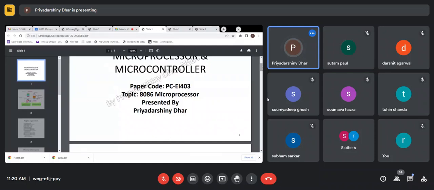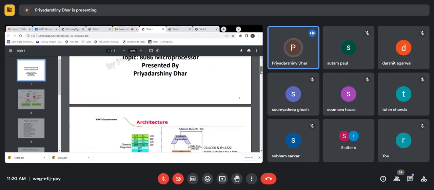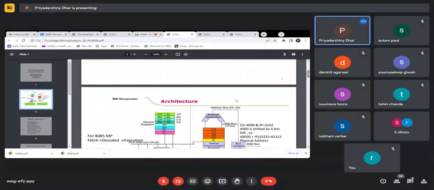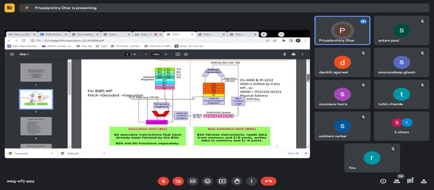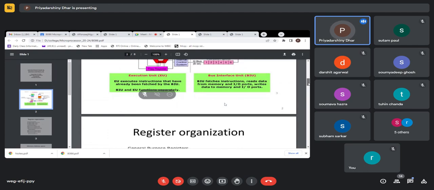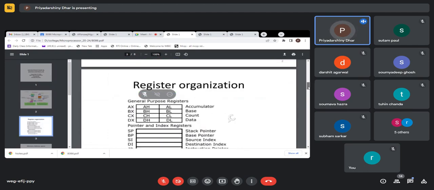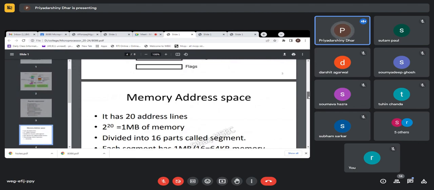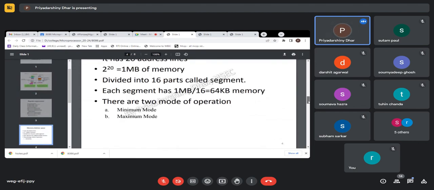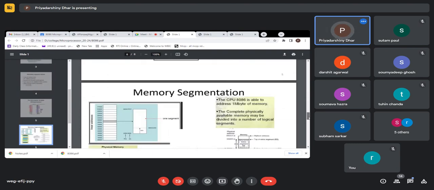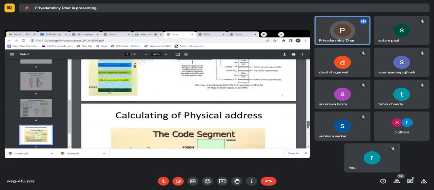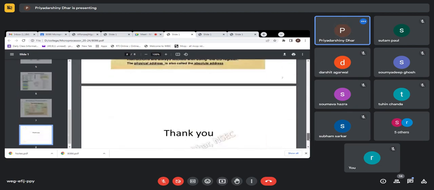Okay, this is our sixth module, 8086 microprocessor. Under 8086 microprocessor, we will study the architecture of the 8086 microprocessor, then the register organization, then the memory address space, and then the pin diagram of the 8086 microprocessor, memory segmentation, and calculation of physical address.